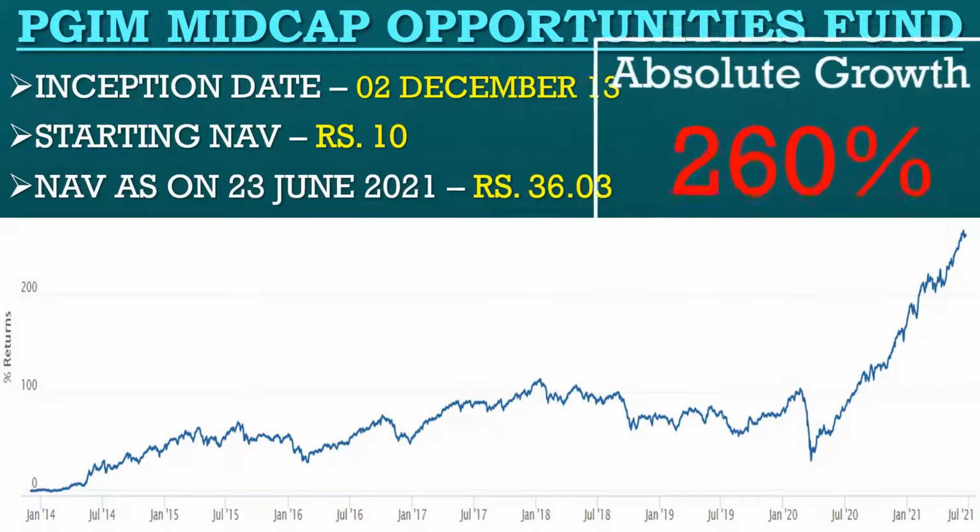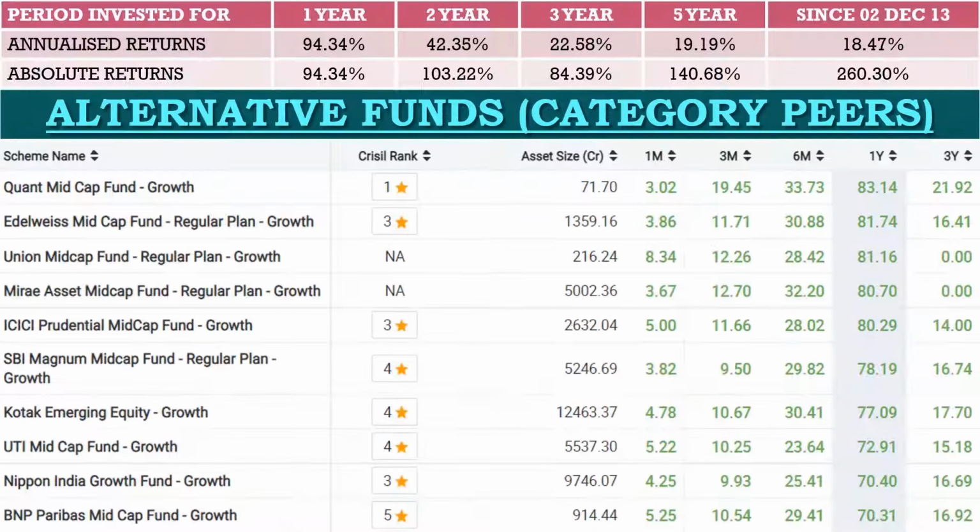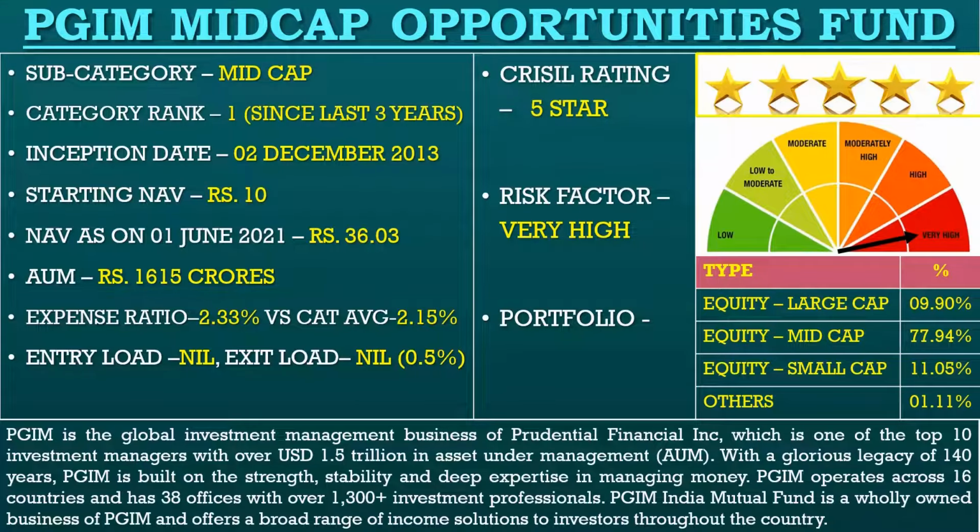The absolute growth since inception is 260%. The PGIM Mid Cap Fund has delivered a CAGR of 18.47% since 2013. This fund has topped all funds in the peer category and has delivered a return of 94.34% in the last 1 year. This fund has given a very consistent performance over the last 5 years and is a good bet for a safe and sound investment.